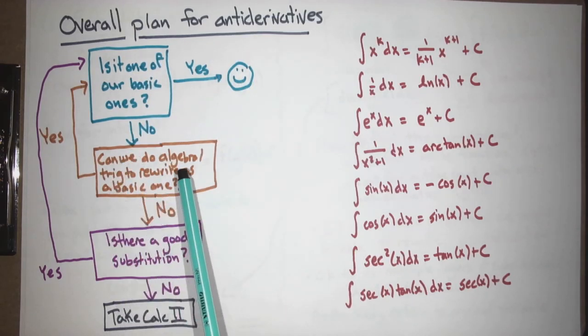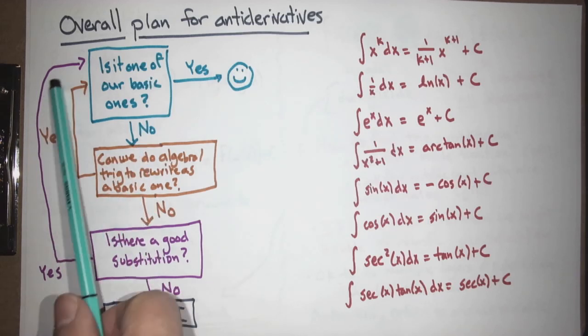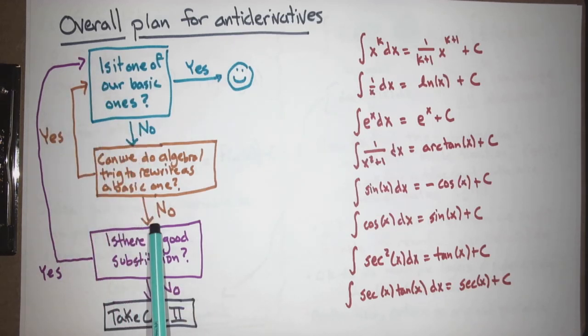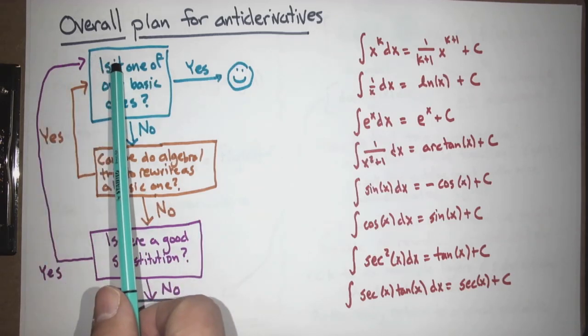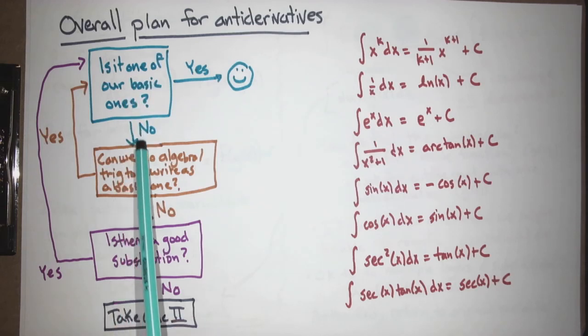No? Can you do some algebra or trig to rewrite it? Yes? Okay, then check to see if it's something that you can do. No? Is there a good substitution? If there is, do the substitution. Now is it one of the ones you can do? Otherwise, keep going. And ultimately, if you get stuck, there's a nice option.